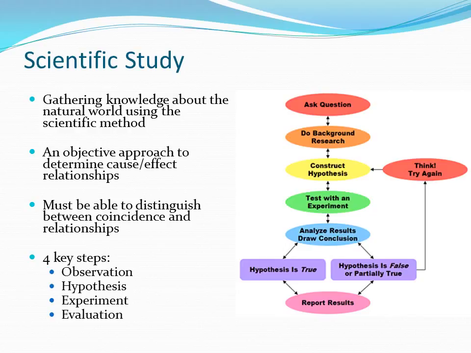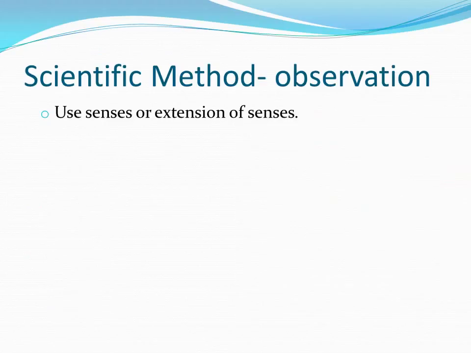If you see that they don't line up to your hypothesis, you might have to do this all over again and go back and restructure a new hypothesis and a new set of experiments. The scientific method is divided into those 4 parts.